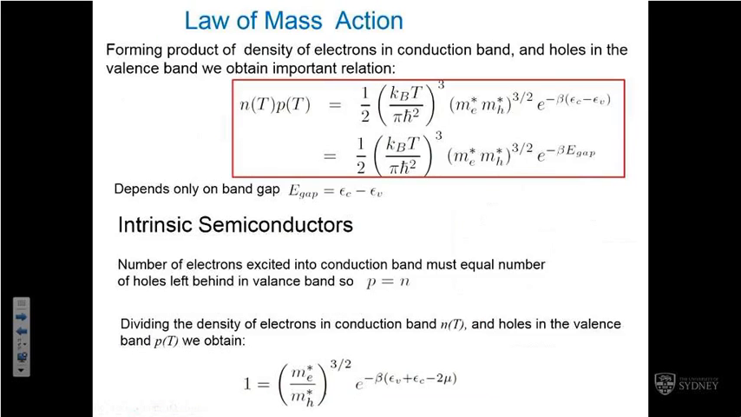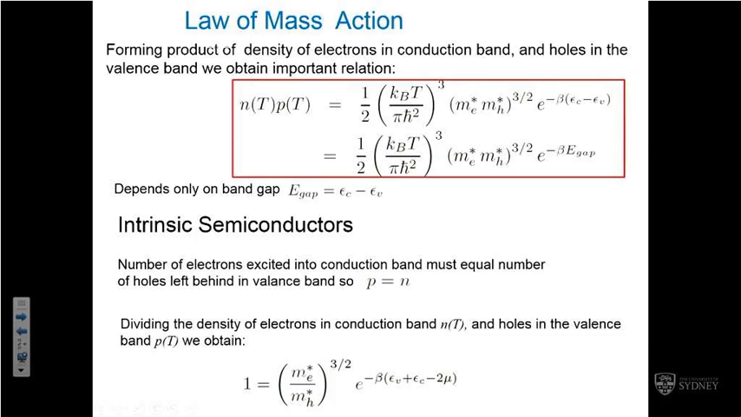So this is another important expression. It's called the law of mass action. What we've done is just multiplied the density of electrons by the density of holes at a particular temperature. And when you do that, you get this expression here. It's just straightforward. The only thing we've done here is to replace the difference in conduction band minimum and valence band maximum and just call that the energy gap. That's just the band gap put there.